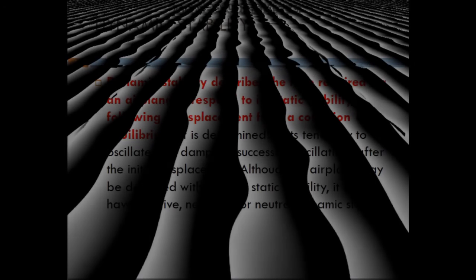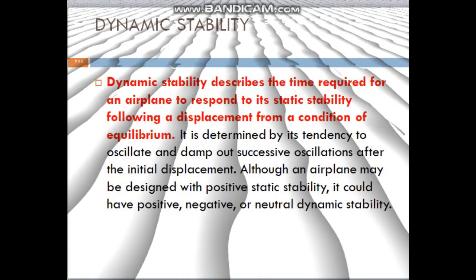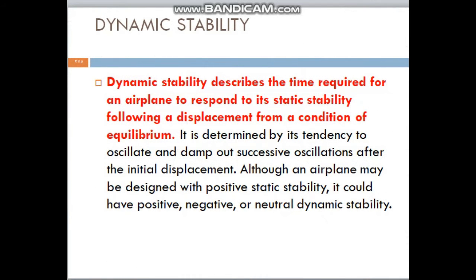The second type of stability is dynamic stability. Dynamic stability describes the time required for an airplane to respond to its static stability following a displacement from a condition of equilibrium. It is determined by the tendency to oscillate and damp out successive oscillations after the initial displacement. Although an airplane may be designed with positive static stability, it could have positive, negative, or neutral dynamic stability.